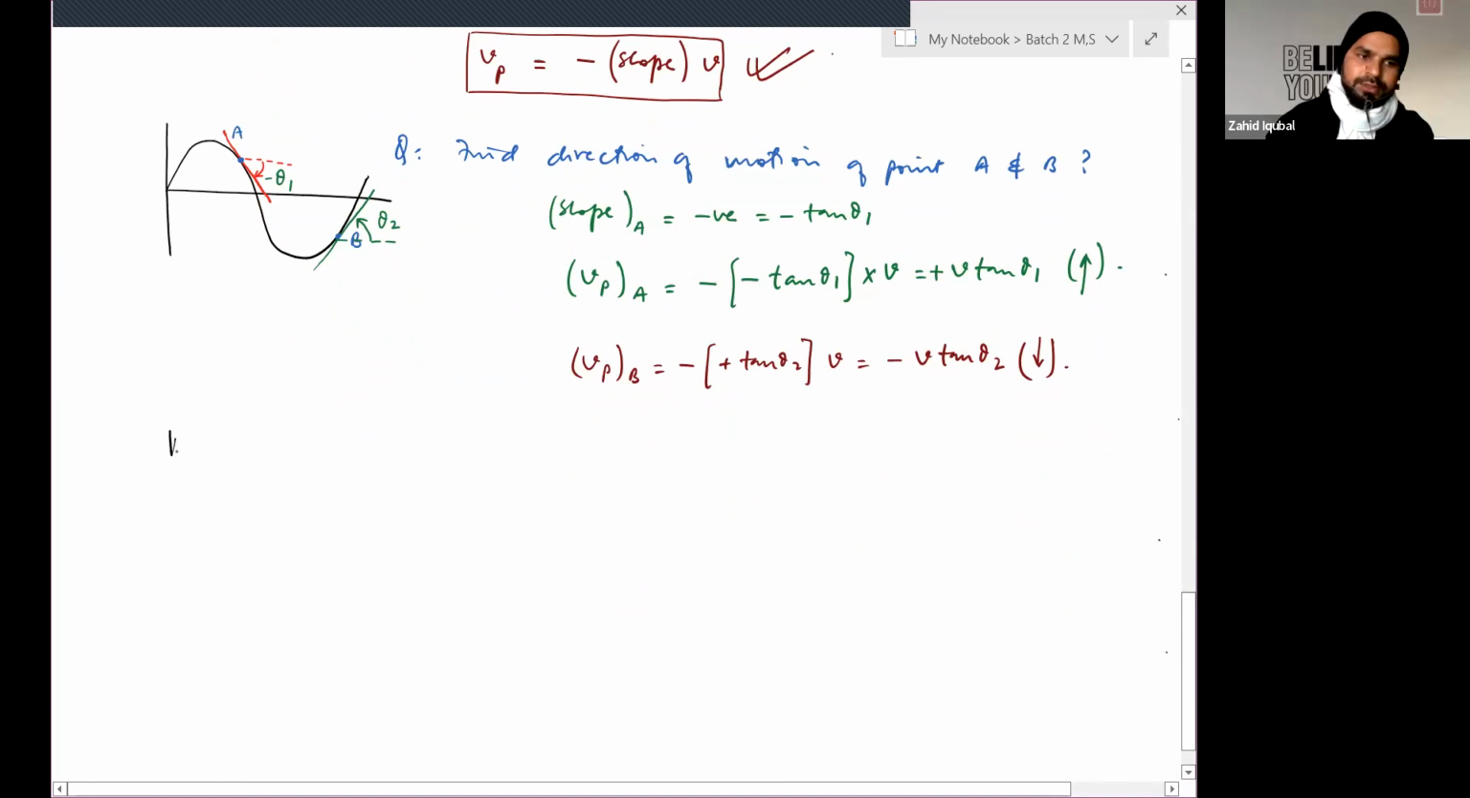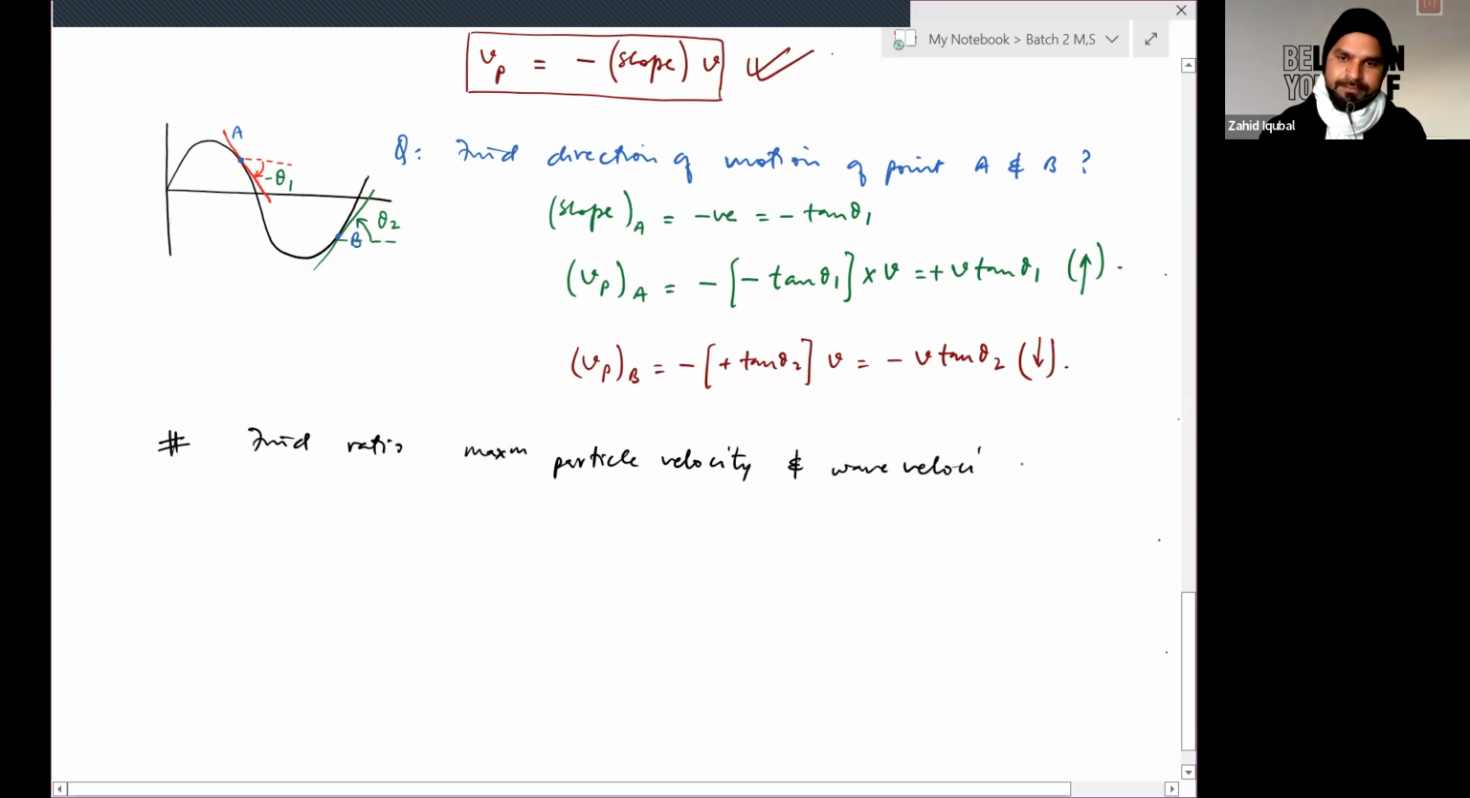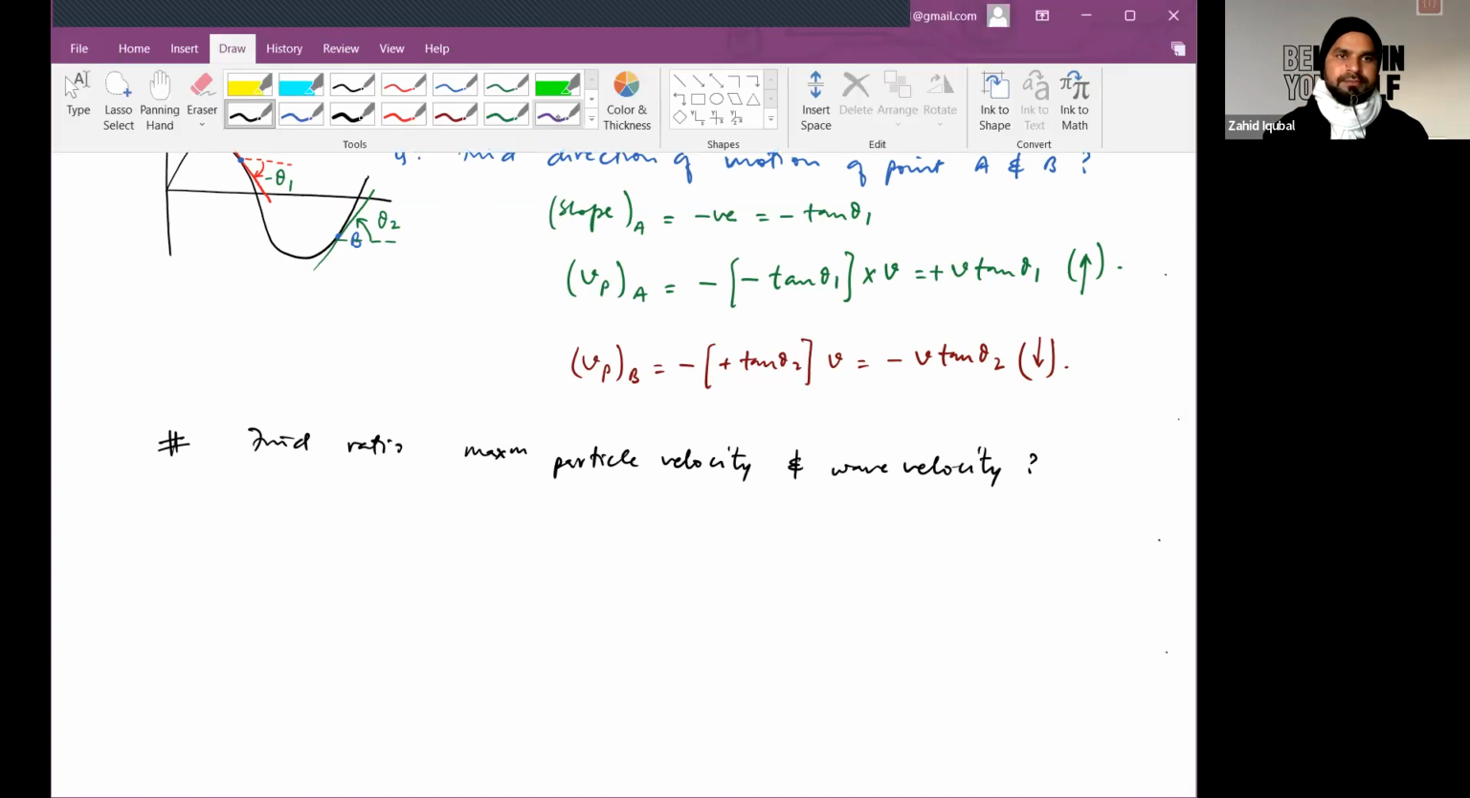Done. Now from this part you'll be asked to find the ratio of maximum particle velocity and wave velocity. Try to find it, Samaira. Use their formula and divide them.